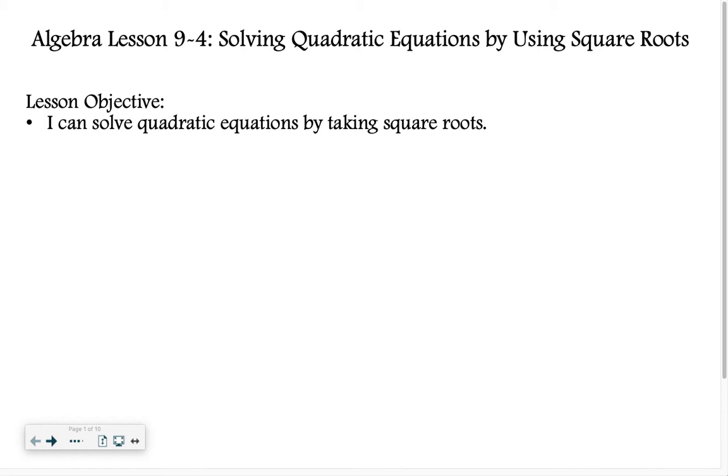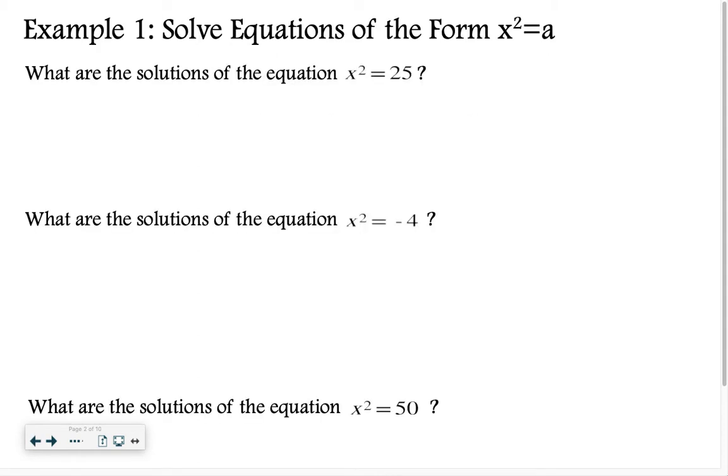Hello class, welcome to Algebra Lesson 9-4, which is all about solving quadratic equations by using square roots. By the end of this lesson, you should be able to solve quadratic equations by taking square roots. Alright, so let's jump into example 1, where we solve equations of the form x squared equals a number.